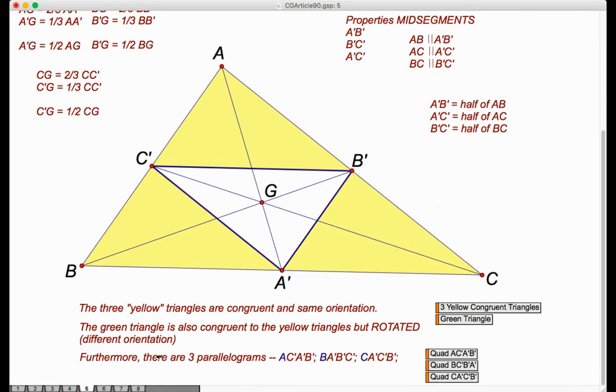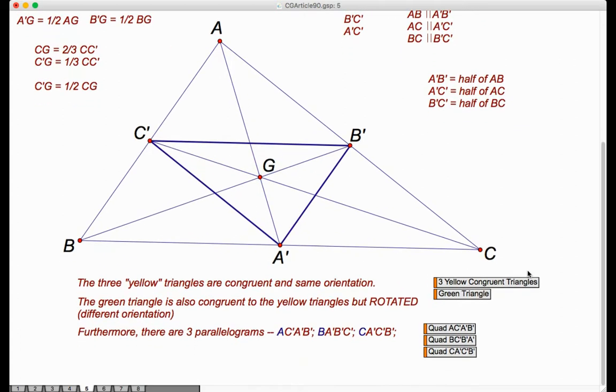What I meant by the second one, the green triangle, which is actually this one, is also congruent to it, but it is rotated around G. So this is the reverse version, the rotated version of the yellow triangles. But let's hide the yellow triangles and the green triangles. This time, let's focus on the parallelograms. There are three parallelograms here.